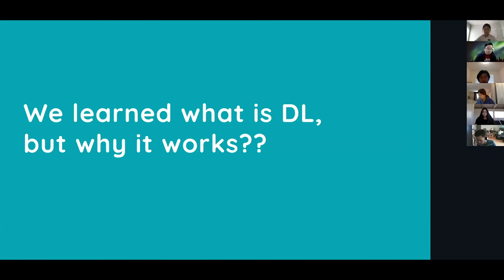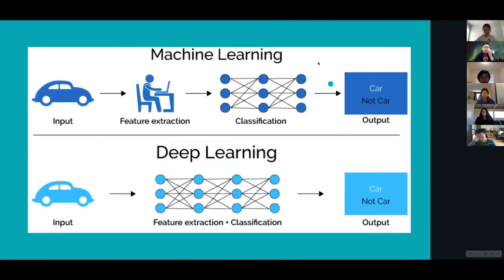So we learned about what a deep neural network is, but how does it work? Again, in the machine learning case, like what we had in the COVID-19 cases, the input could be, for example, people's education, income, and so on. What we did was a feature extraction. We extracted those features manually, by hand. And then we did a classification. We said, this is a car or not a car, or this is badly hurt or not badly hurt. That's traditional machine learning. This feature extraction part can take years, can take a long time to get right.